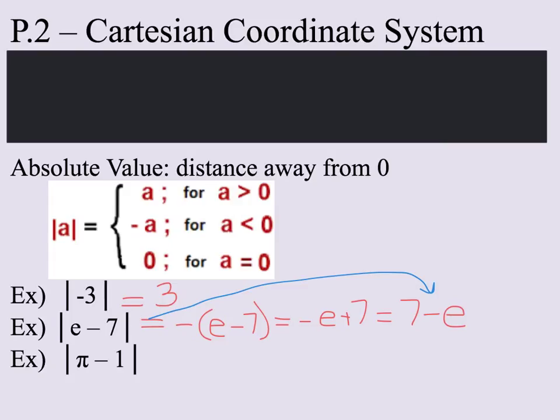Alright, let's try this next one. Absolute value of pi minus 1. Well, pi we know is approximately 3.14. When we subtract 1 from that, we get approximately 2.14. So we get a positive value. So the absolute value of a positive number is the same positive number. So the absolute value of pi minus 1 is equal to just pi minus 1. It started positive, keep it positive, so it stays exactly the same.